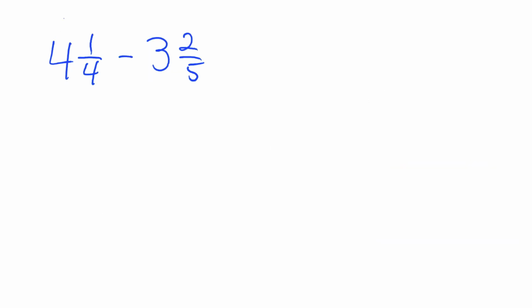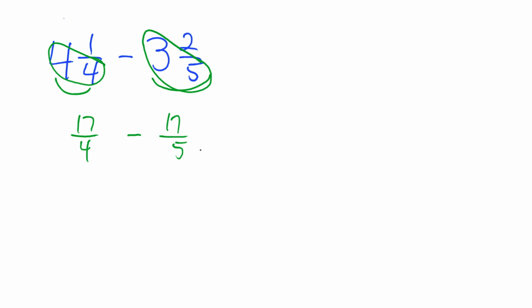So to add or subtract fractions, we need a common denominator. How does it work when we have mixed fractions? Well, what you need to do is first of all convert your mixed fractions over to improper. So 4 1/4 would be 4 times 4, 16, plus 1, that would be 17/4. And 3 2/5 would be 3 times 5 plus 2, 17/5.